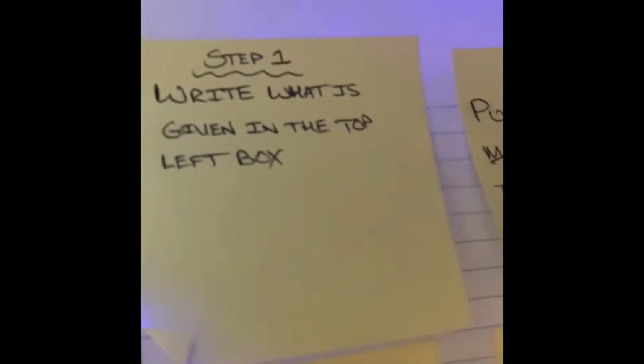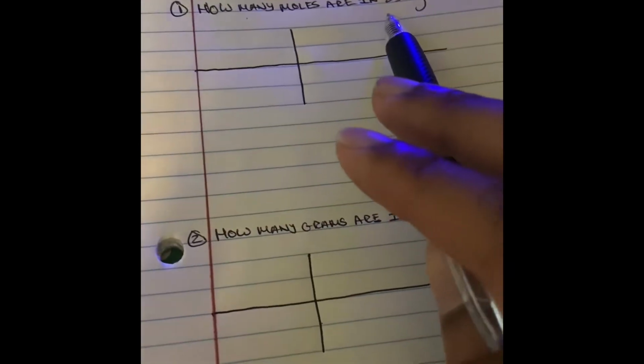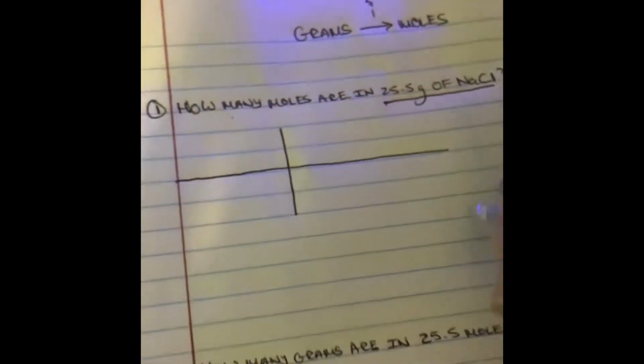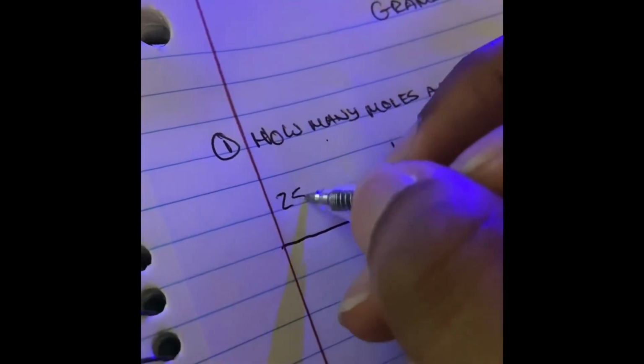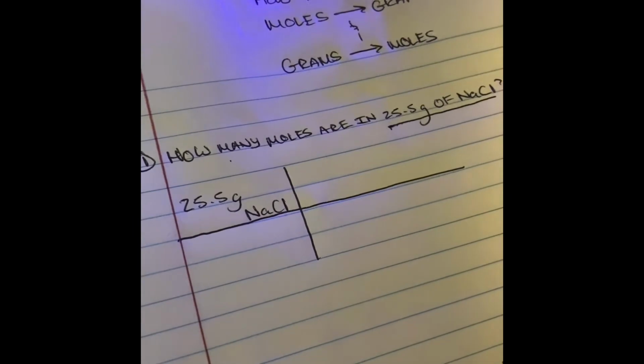Step 1 says, write what is given in the top left box. So write what they gave us in the top left box, in this box right here. And they gave us 25.5 grams of NaCl. That's information we know. We don't got to guess it because they gave it to us. So we're going to put that in the top left box. 25.5 grams of NaCl. Cool. That's amazing. Awesome.